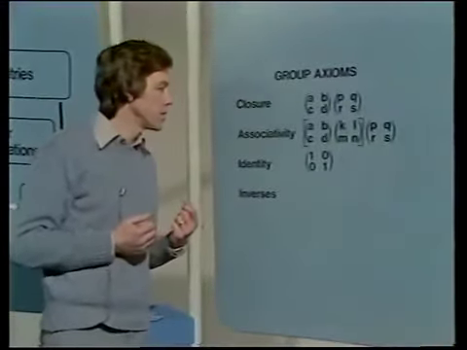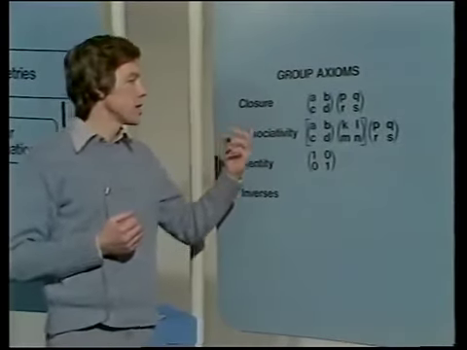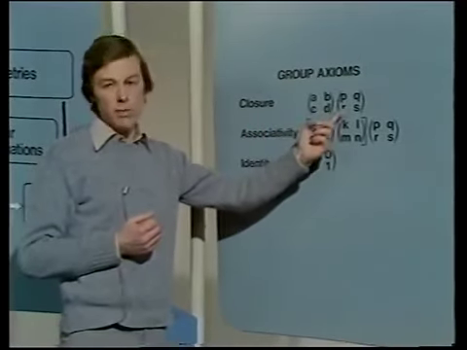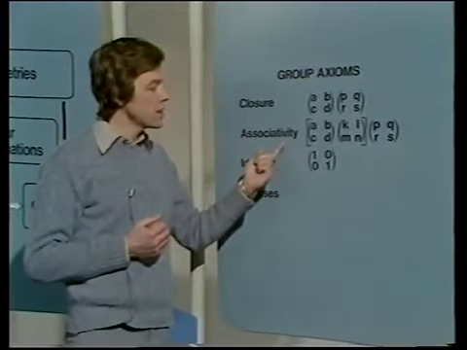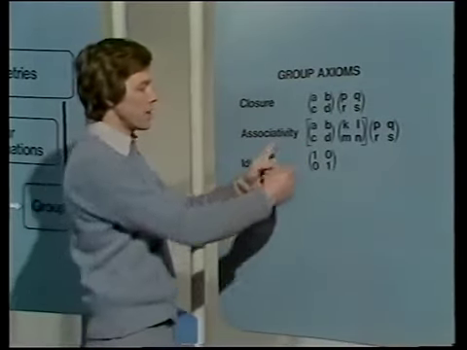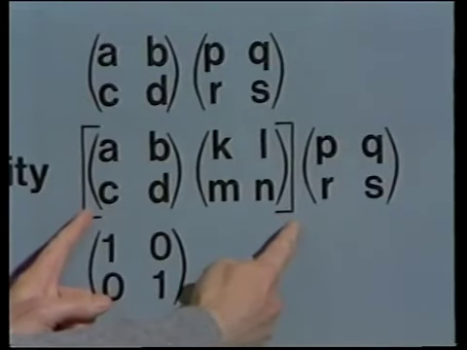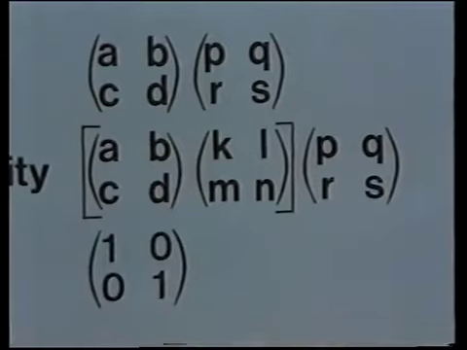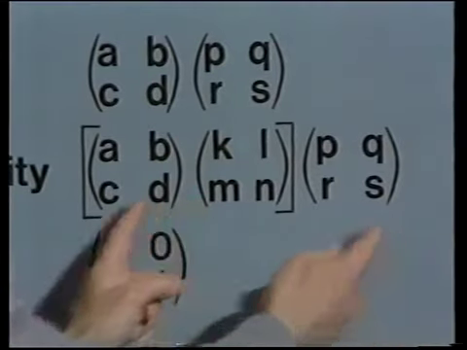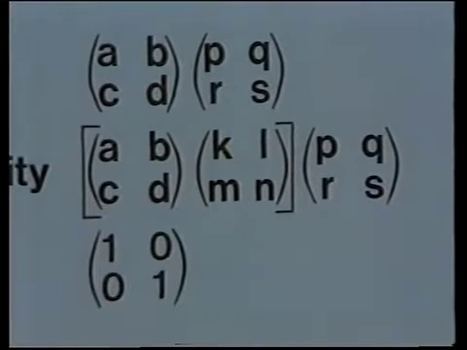First of all, closure. Well, there's no problem there at all, because 2 2 by 2 matrices multiplied together will just give us another one, and so that's certainly closed. Associativity, well, we could actually multiply those 2 matrices together, see what we get, then multiply by that, and then we could pair those together, multiply them, multiply by that, and see if we get the same answer. But that's a bit tedious.